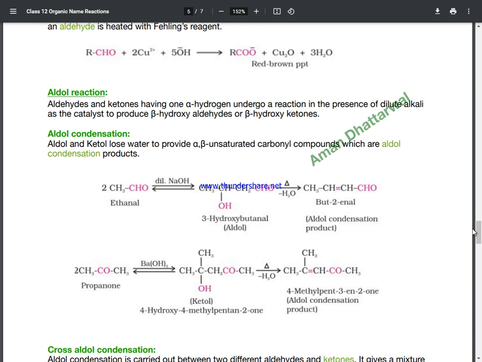Aldol reaction. Aldehydes and ketones having at least one alpha hydrogen undergo a reaction in the presence of dilute alkali as the catalyst to produce beta hydroxy aldehydes or beta hydroxy ketones. Aldol condensation. Aldol and ketol lose water to provide alpha beta unsaturated carbonyl compounds, which are aldol condensation products.